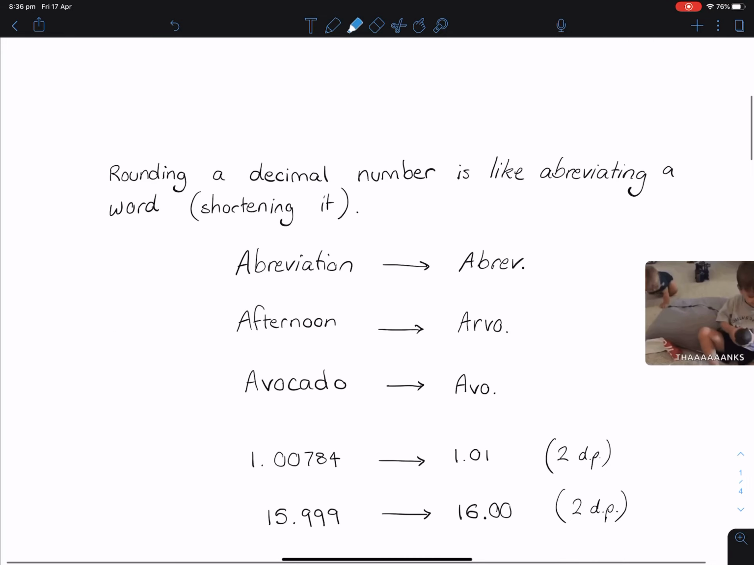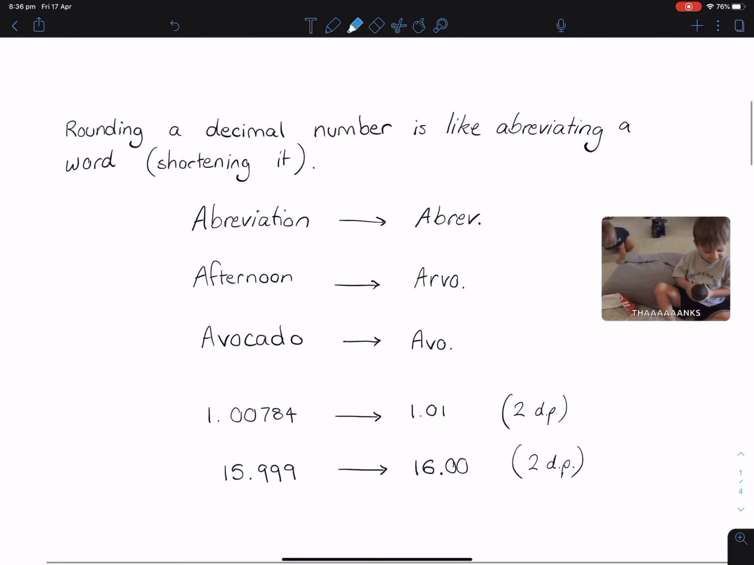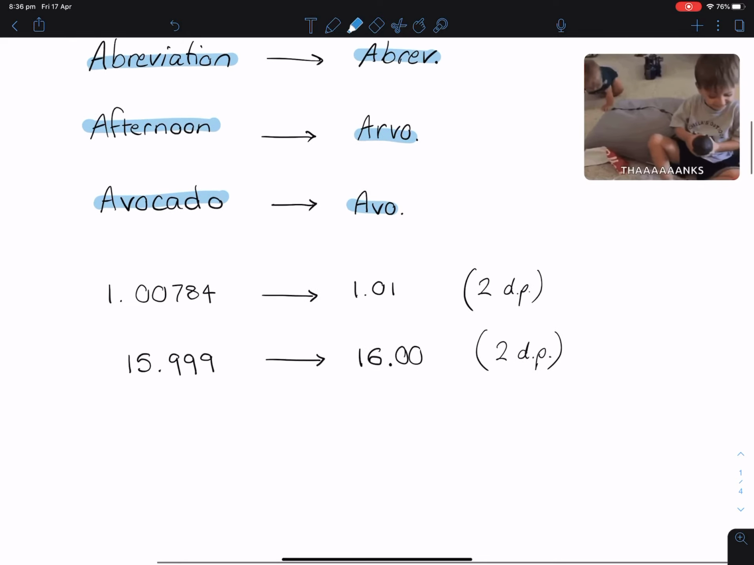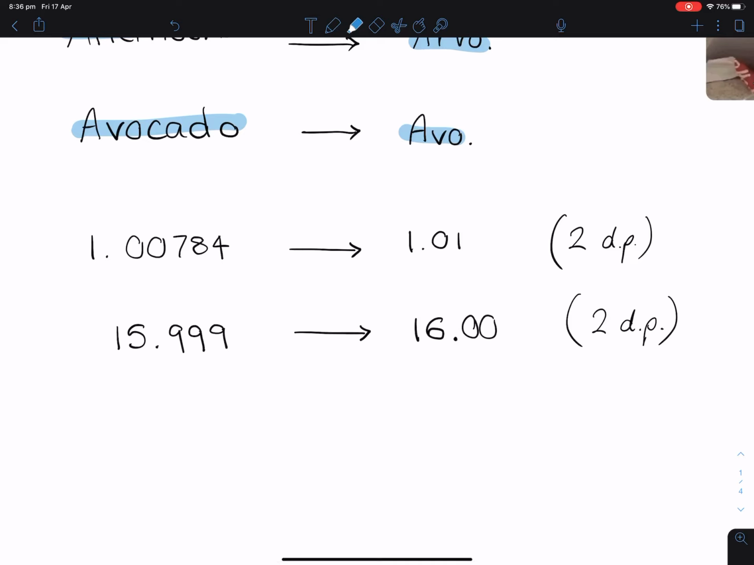Let's move on. Rounding a number is basically like abbreviating a word or shortening it. For example, abbreviation can become abbrev for short. Afternoon in Australia, sometimes I hear people call it arvo, which is much shorter. Avocado is avo. When it comes to numbers, it looks like this. Here I've got this number gets shortened to this number, and that's according to 2 decimal places.